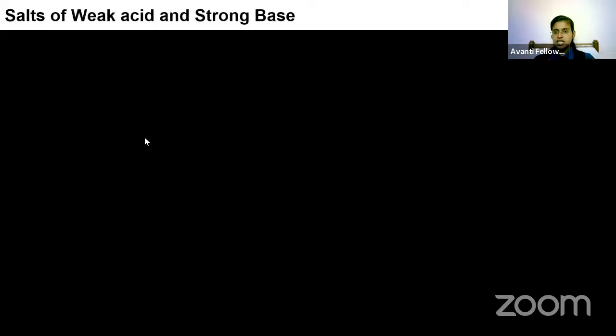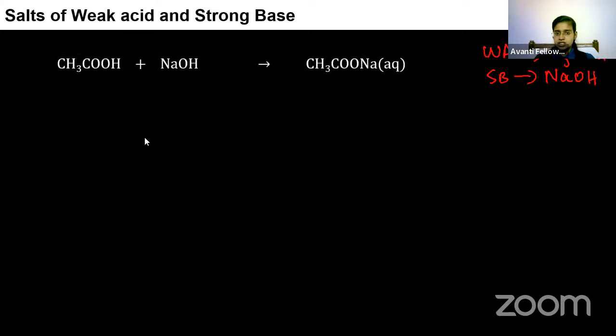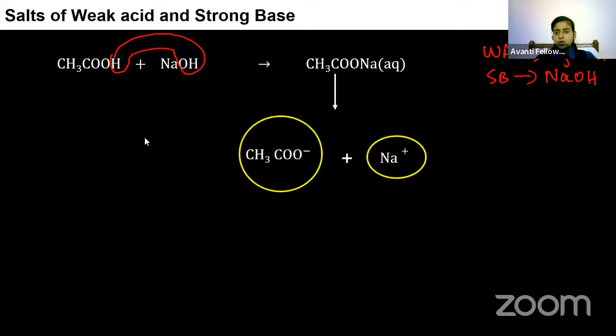Salt of weak acid and strong base. So what is the example for weak acid? Example for weak acid is CH3COOH. What is the example for strong base? NaOH. So now take these two combinations. If you remove the water, you will get sodium acetate, right? So this sodium acetate has acetate ion and sodium ion. So one cation and one anion.